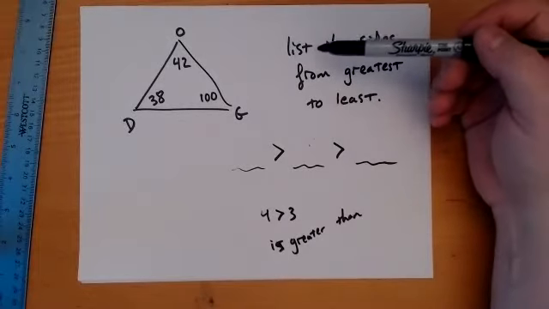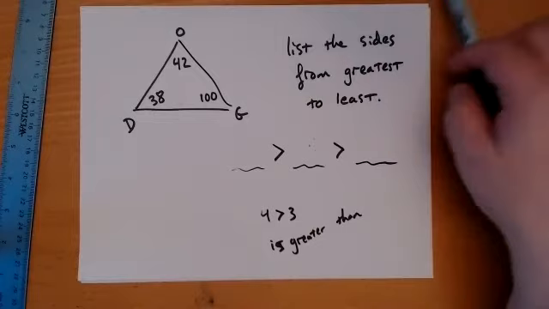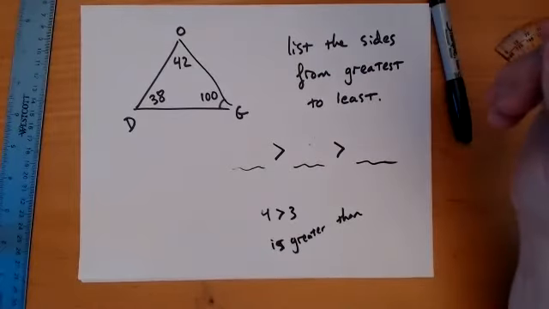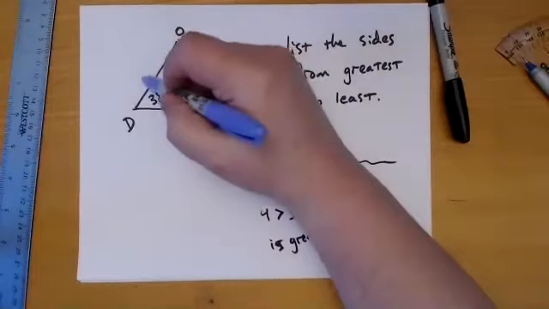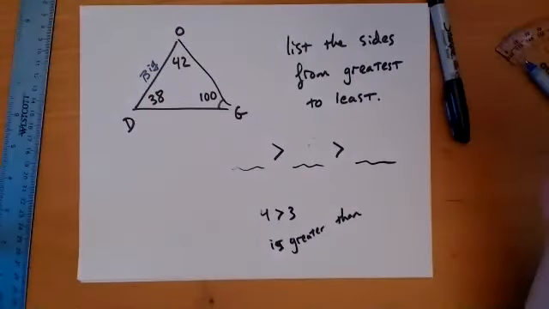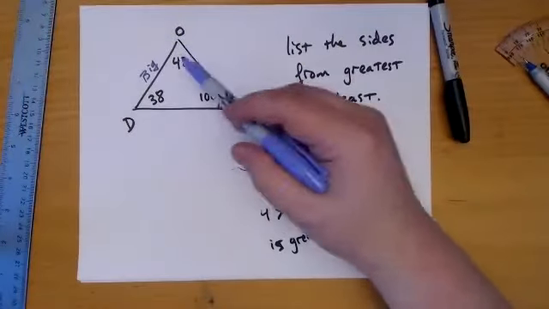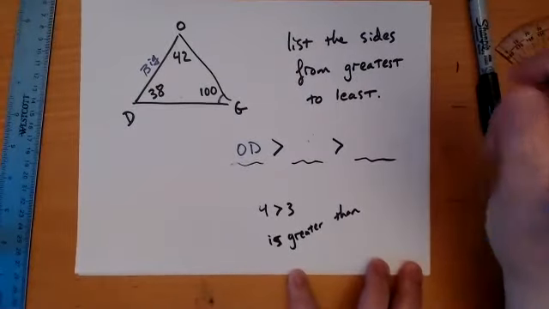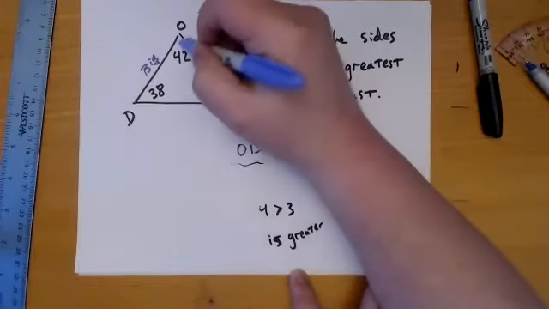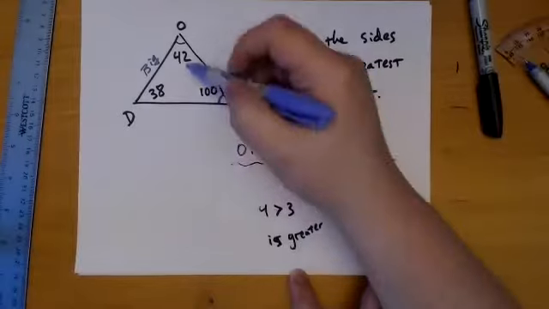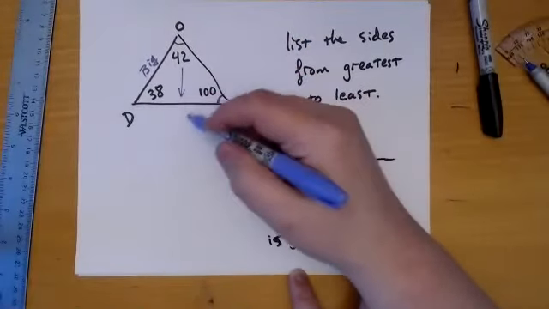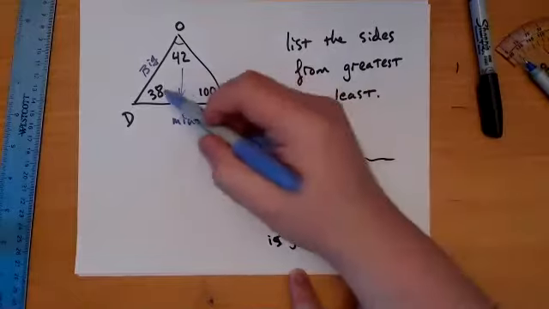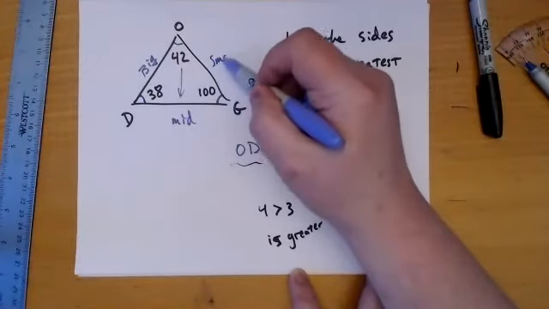So let's take a look and say, who is the biggest angle? Well, that's pretty clear. This guy is your biggest angle, right? That's 100. It's definitely the biggest. So that means that this is my biggest, and so OD is the one I want first. Now, of the two that are left, this is the next biggest, so this is the middle, and that's DG. And since this guy is my smallest, this is my smallest.